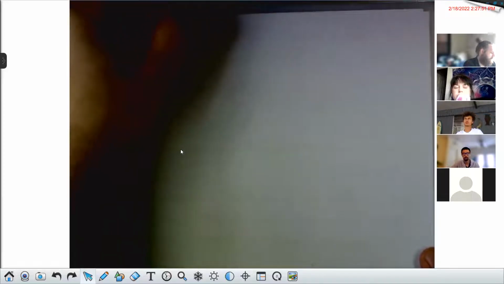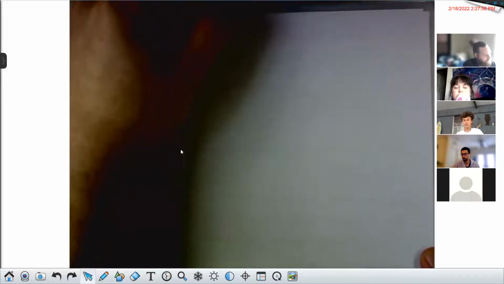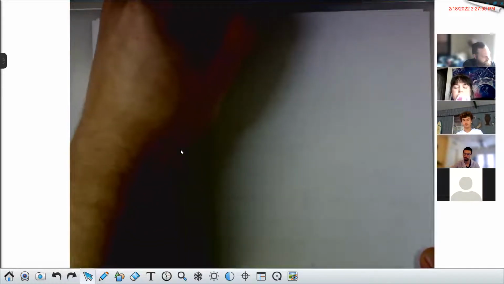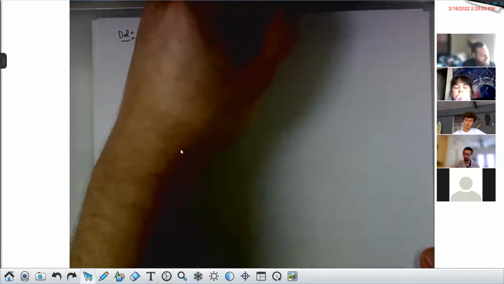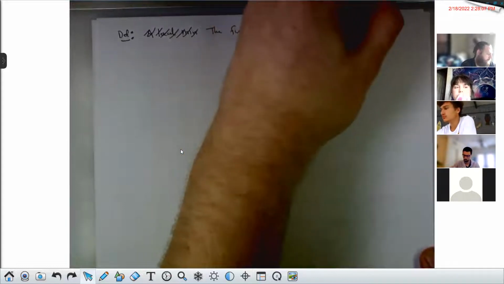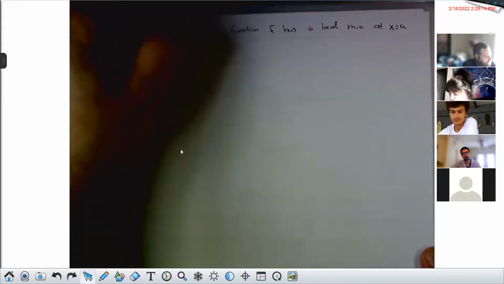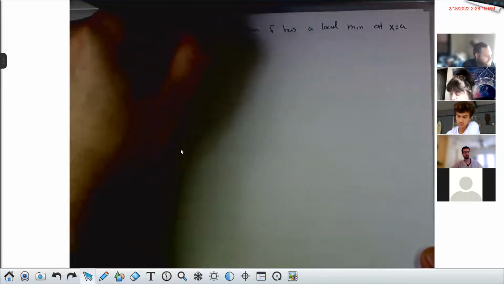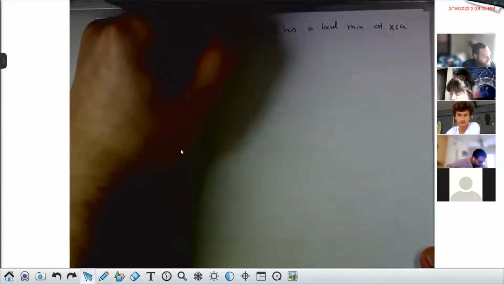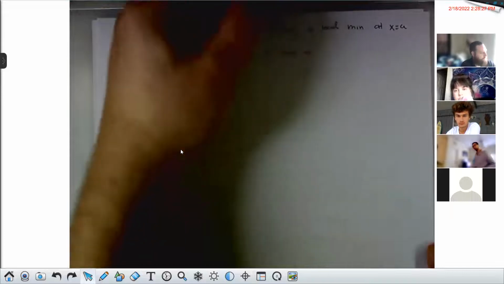Local min. Actually, let me phrase this slightly differently. The function has a local min at x equals a means that f of x is greater than f of a for all x near a.